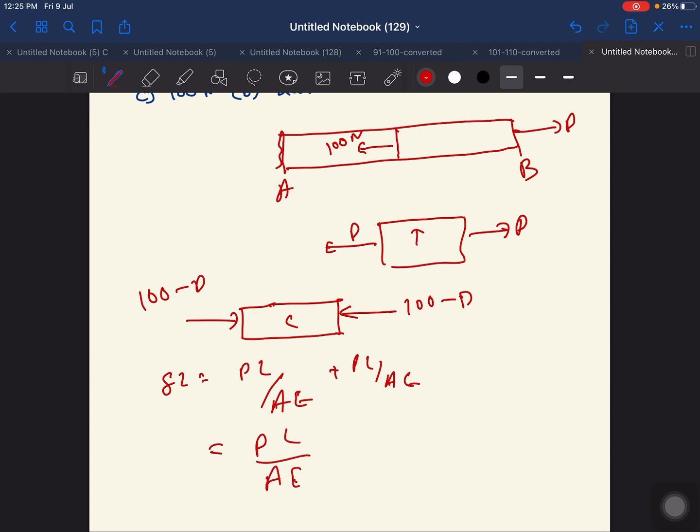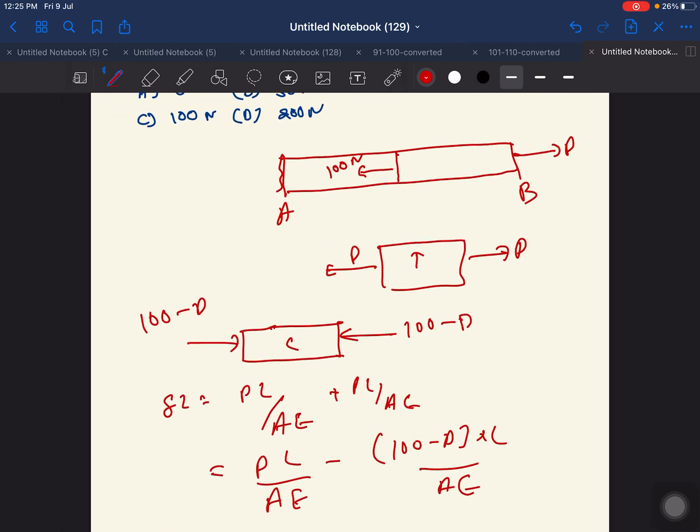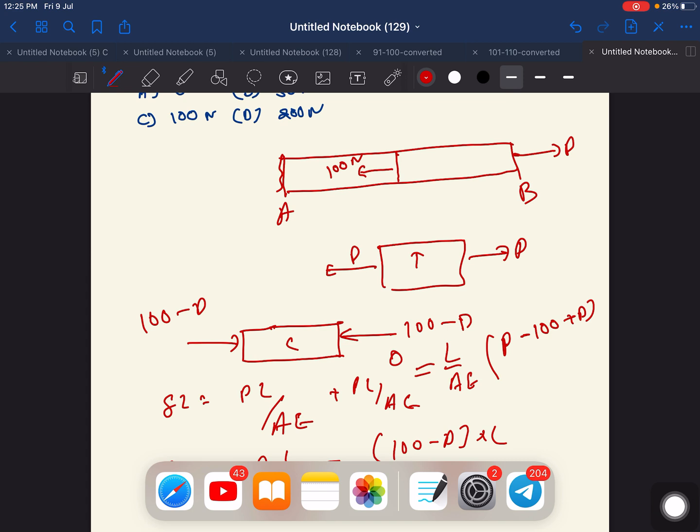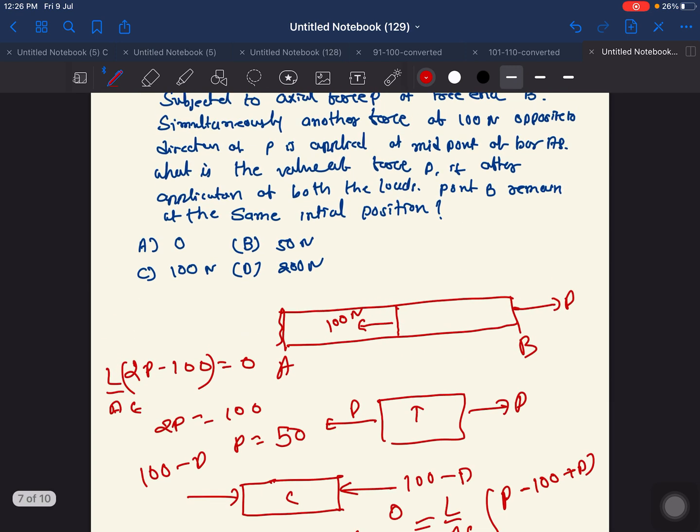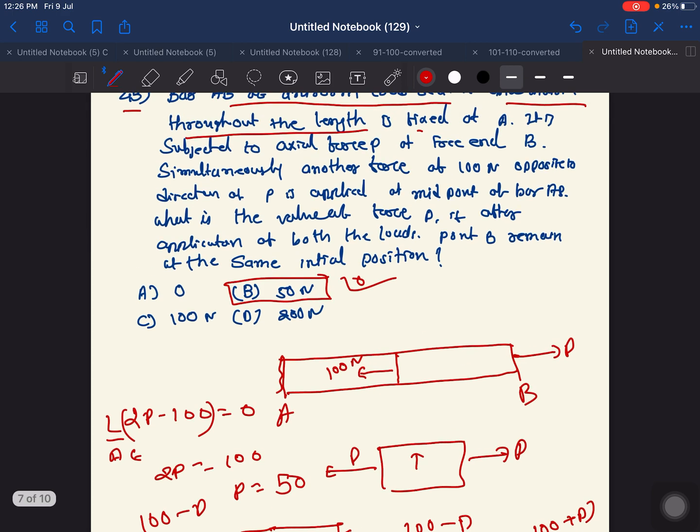PL, the first block is for tension, minus (100 minus P) into L over AE. So let's take the common term. I'm going to write L over AE as a common bracket, and delta L equals 0. So 0 equals L over AE into (P minus 100 plus P). That gives 2P minus 100 equals 0, into L over AE. From this, 2P equals 100 and P equals 50. That's why your answer is 50 Newton.